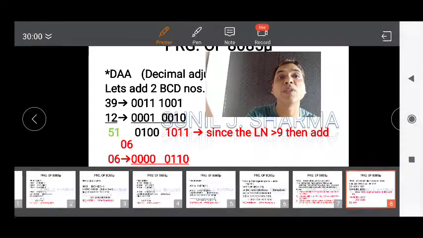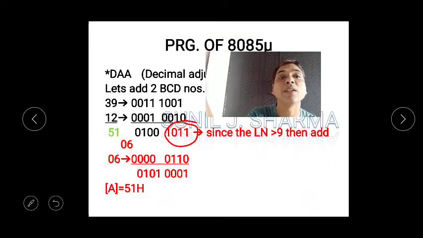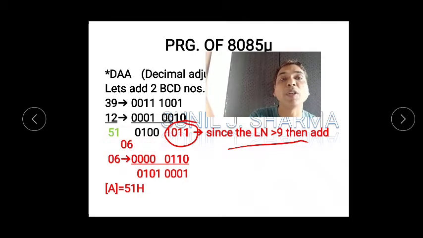Now can you see, as I was telling you, this is the upper nibble and this is the lower nibble. If the lower nibble is greater than 9, then you have to add 06 to the result. Actually we want 51, but we are not getting 51. We got 4 and this is like B, 4B. But we want 51. So if you want 51, what you should do is add the result you got to 06.